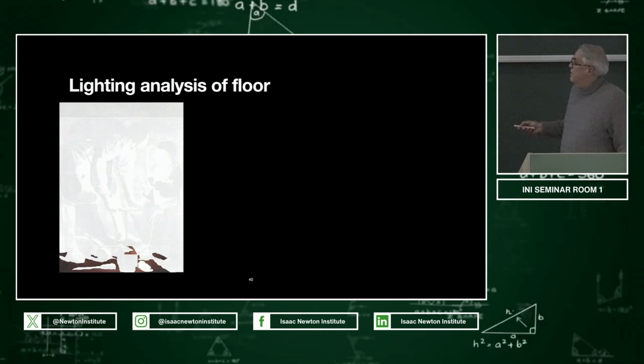Look at the pattern of light over the floor. It's bright in the middle, dark on the sides. Where would there be a light source that would lead to something like this? Would it be over here? Would it be over here? No, it's going to be somewhere in the middle.